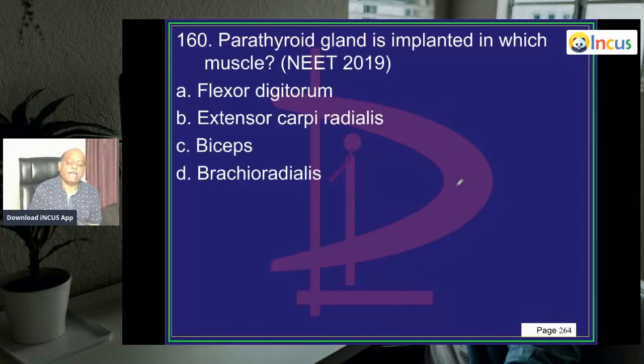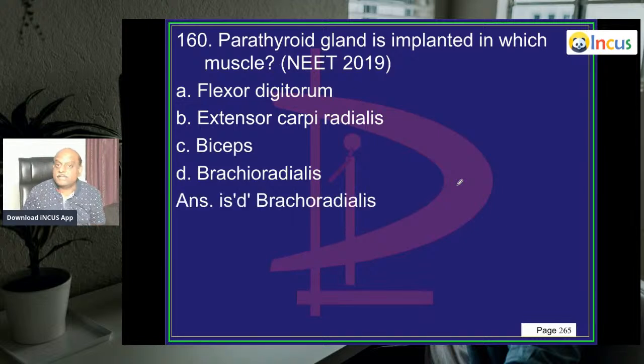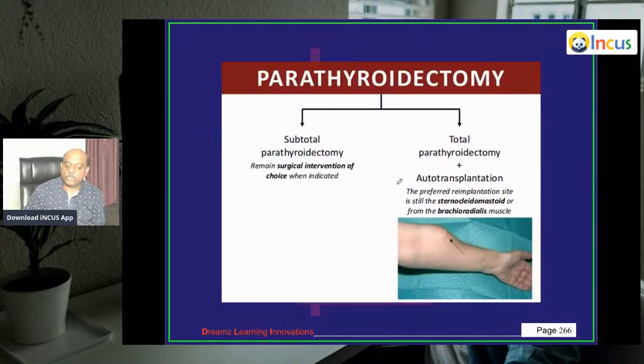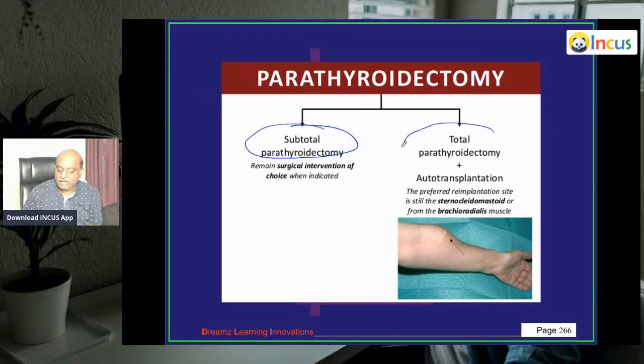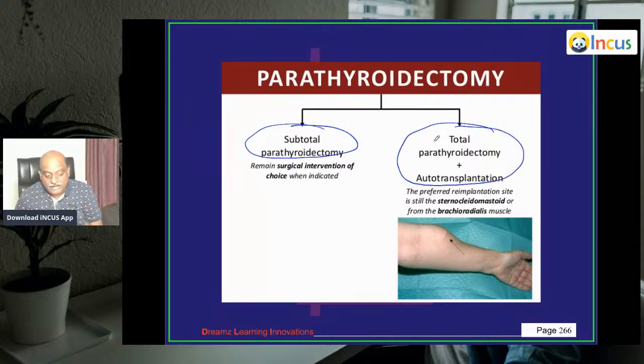Now comes parathyroid. Parathyroid gland is implanted in which muscle? It is implanted in brachioradialis muscle. So, parathyroidectomy is of two kinds, doctor. Subtotal parathyroidectomy or total parathyroidectomy plus autotransplantation. Between the two, if you are given two choices, very good, Arun Guru, I really appreciate.